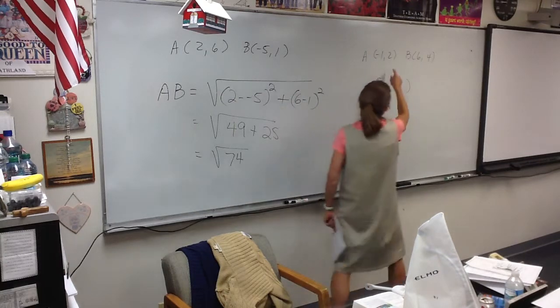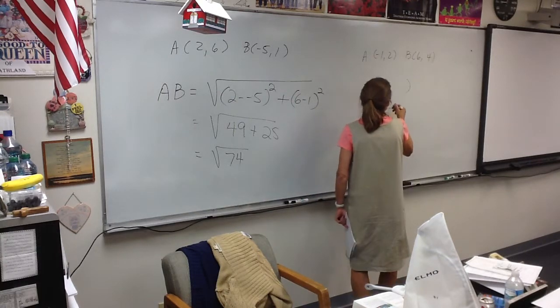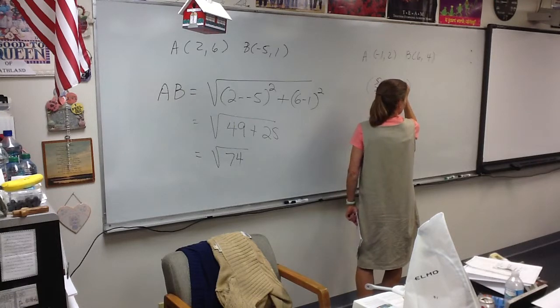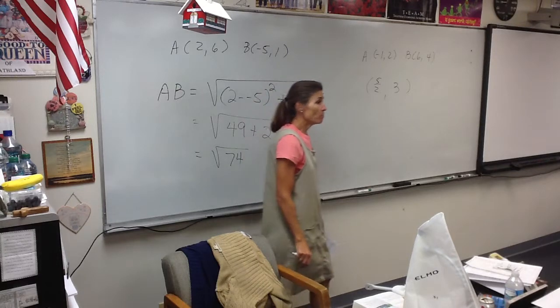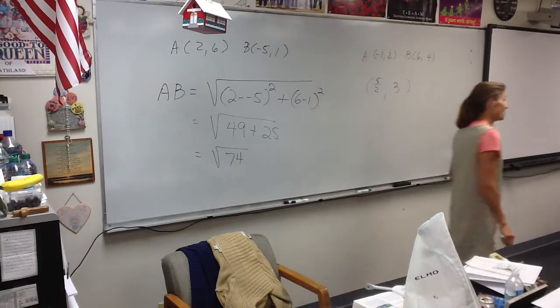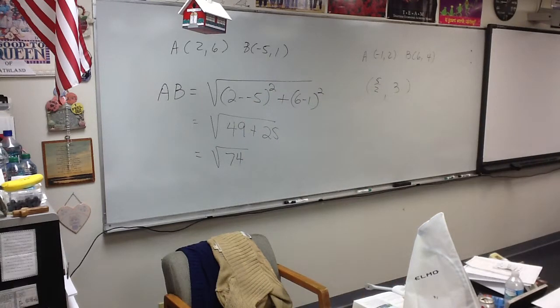What's your average y? 6 over 2, which would be 3. That's it. So how do we find midpoint? I'm going to say it one more time. To find midpoint, we simply average. Easy peasy. Average. So look at question number 2, or B.